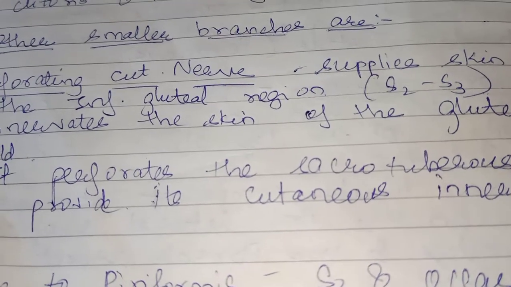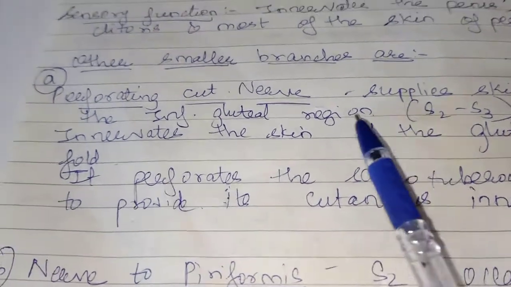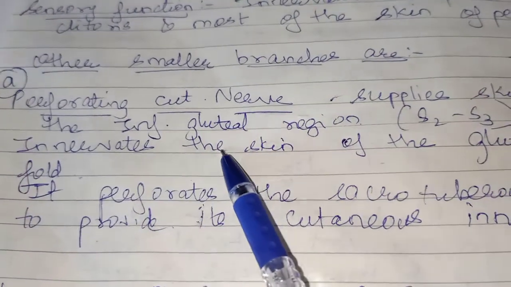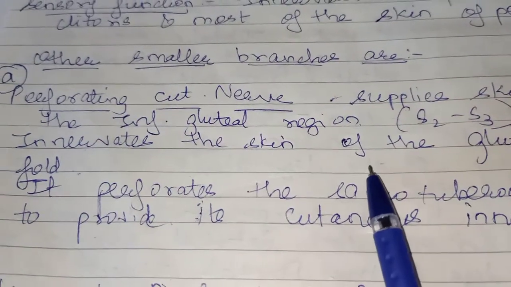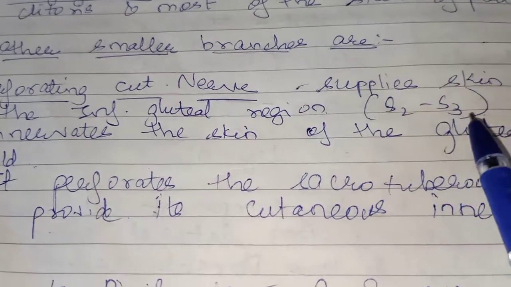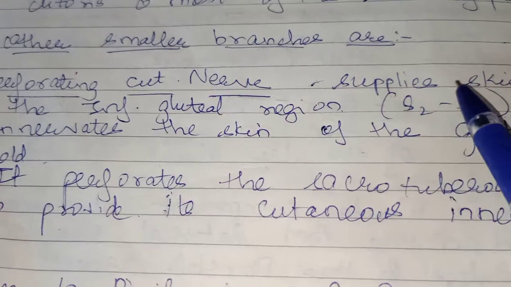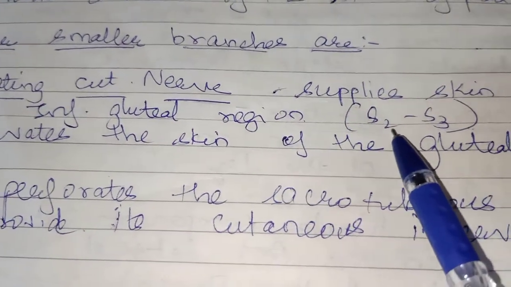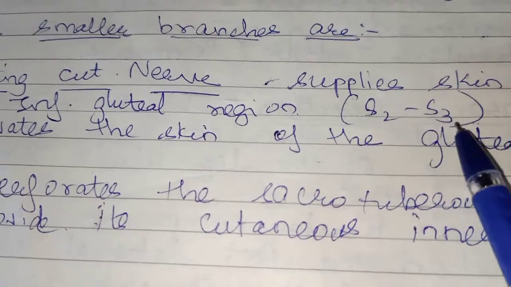So which are the smaller branches of the sacral plexus? The first smaller branch is the perforating cutaneous nerve. It supplies the skin of the inferior gluteal region. This everything has to be learned by heart. It is supplying the skin, cutaneous. The root value is S2 and S3.